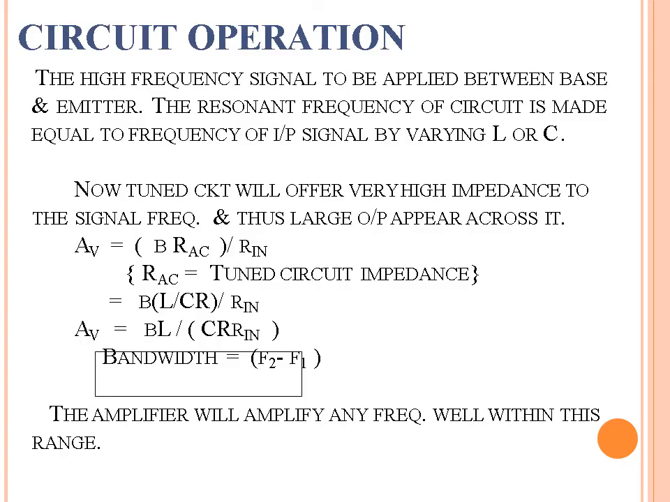The circuit operates in such a manner that the high frequency signal is applied between base and emitter. The resonant frequency of the circuit is made equal to the frequency of the input signal by varying L or C. Now the tuned circuit offers very high impedance to the signal frequency and thus a large output appears across it. The bandwidth and gain of the signal are represented here.